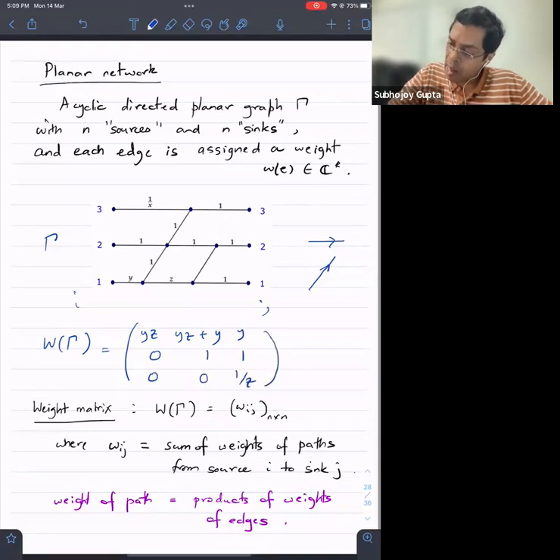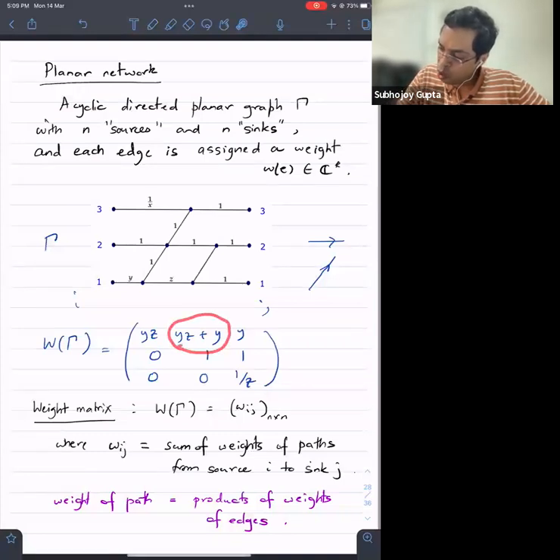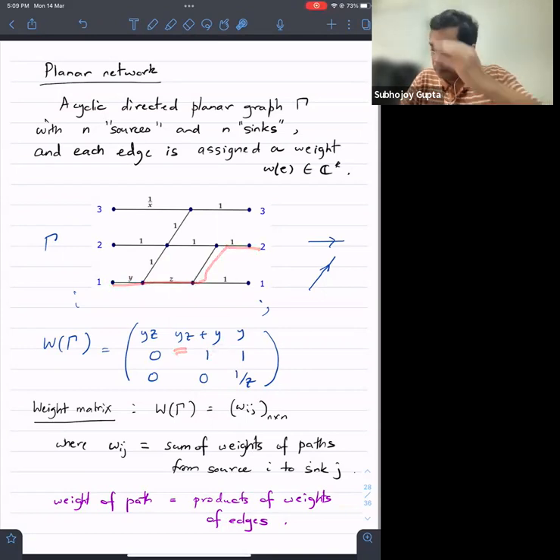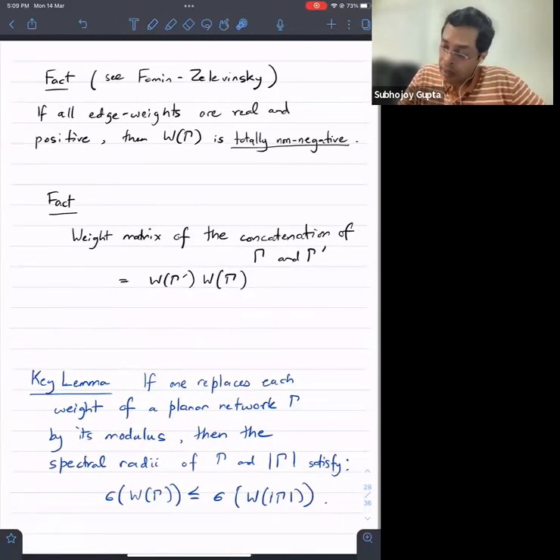Okay, so for example, if you look at all paths from 1 to 2, you can either go this way, which will pick up a weight y, which is one of these terms here, or you can do yz. So that's the other term here. Okay, so this is a weight matrix of a planar network. And a fact that I learned from this article of Fomin and Zelevinsky is that if the edge weights are all real and positive instead of complex numbers, then this weight matrix is totally non-negative, which means that all the minors are non-negative.